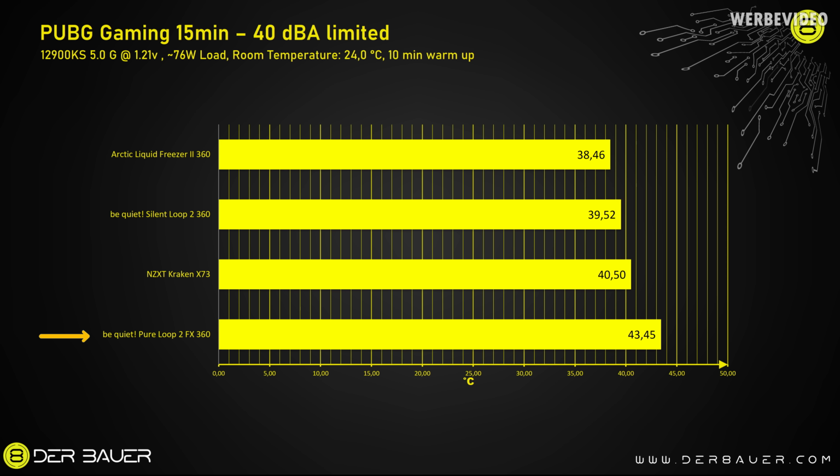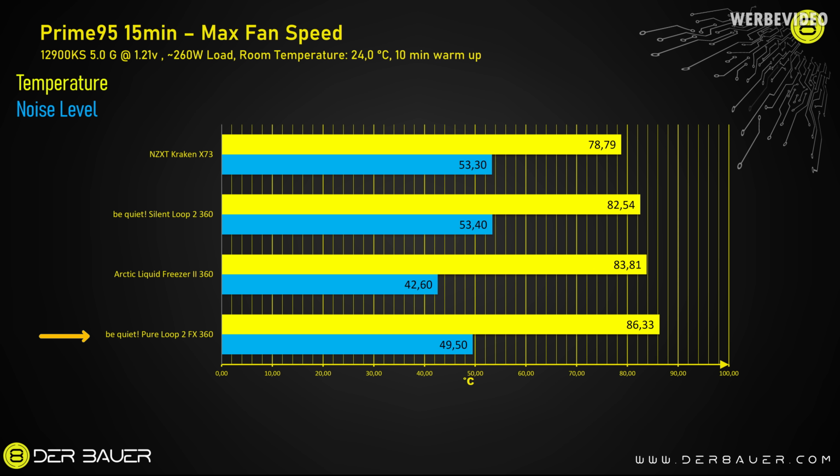And if we now go over to maximum load with about 260 watt, also here we can find the be quiet! Pure Loop 2 FX on the last spot, at least currently. And I also want to point out that with 86 degrees Celsius, it also happened that two of the cores were throttling once in a while. So two cores were hitting about 99 degrees Celsius and then downclocked.